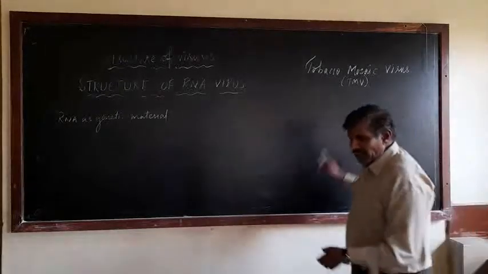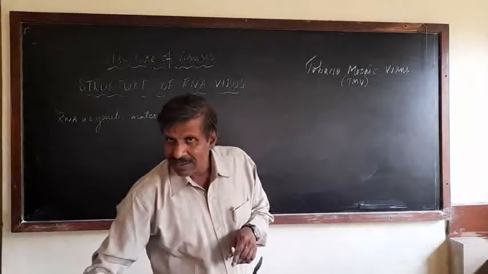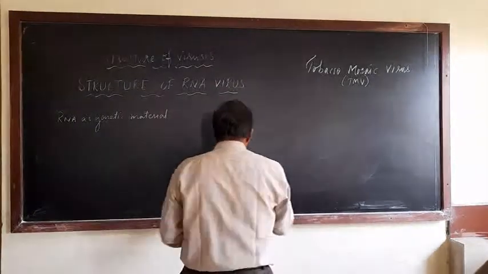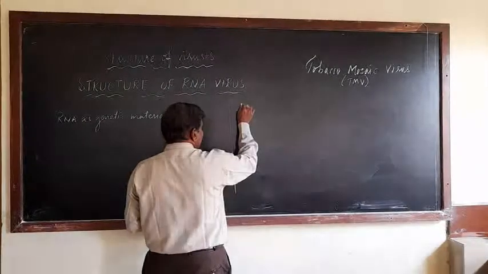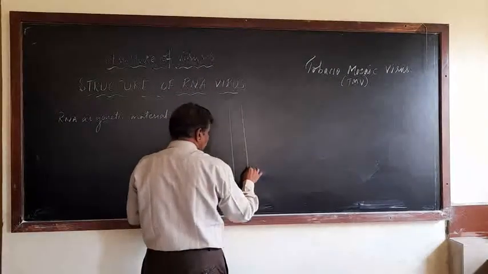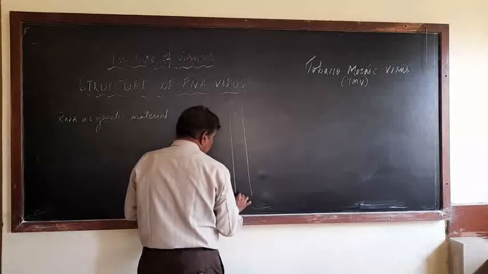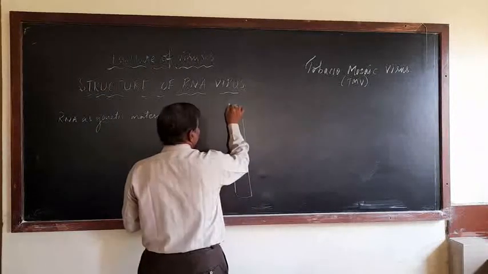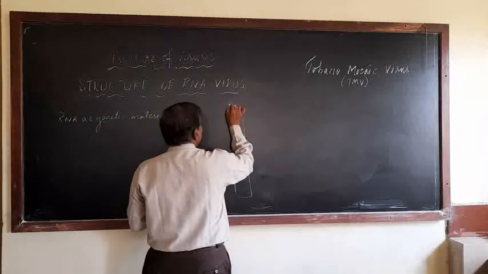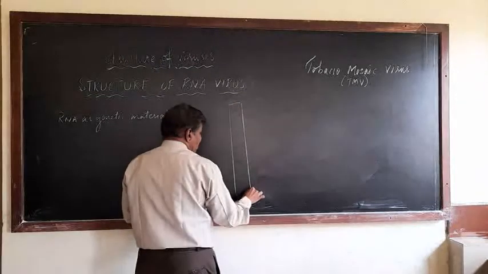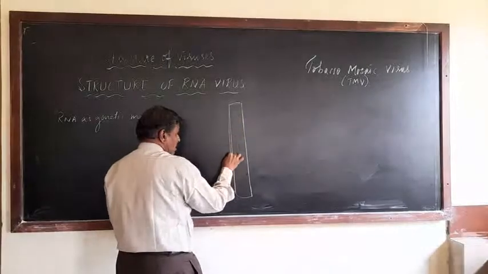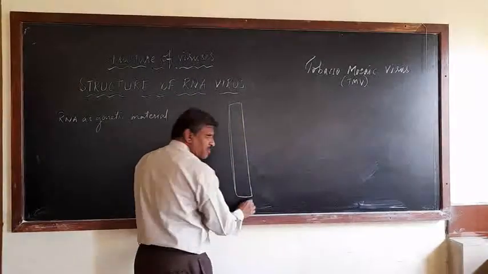What can you see in the tobacco mosaic virus? When you look at it, the shape is very specific. Tobacco mosaic virus is very much elongated and looks like a rod. It is a rod-shaped virus. It more or less looks like this. It is elongated and rod shaped.